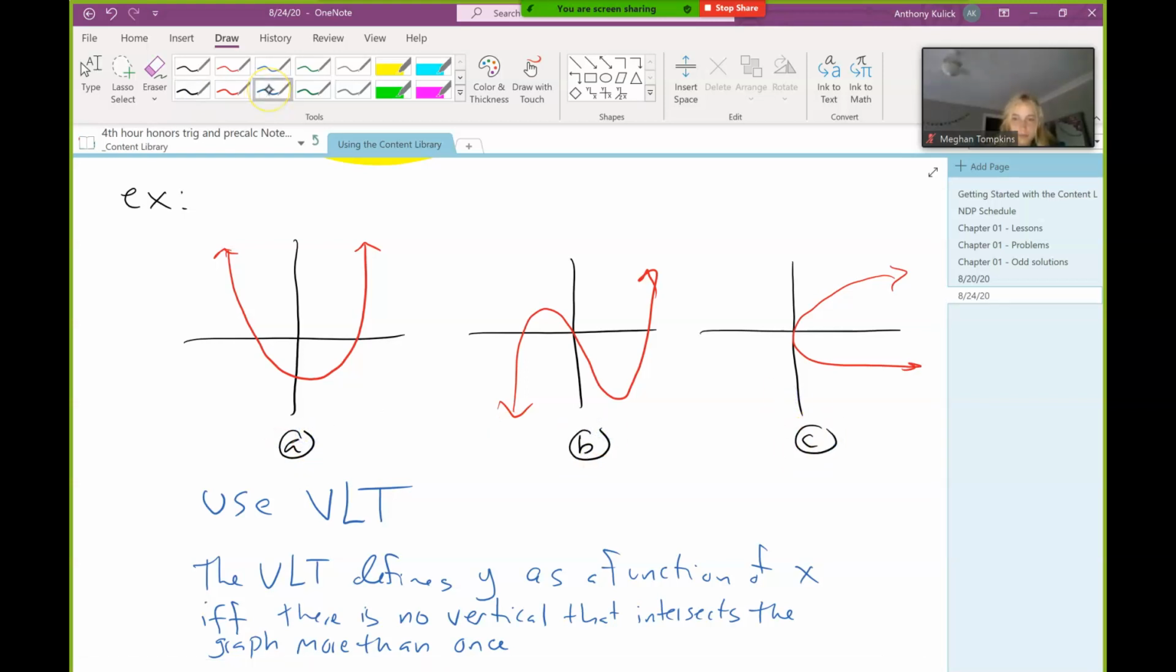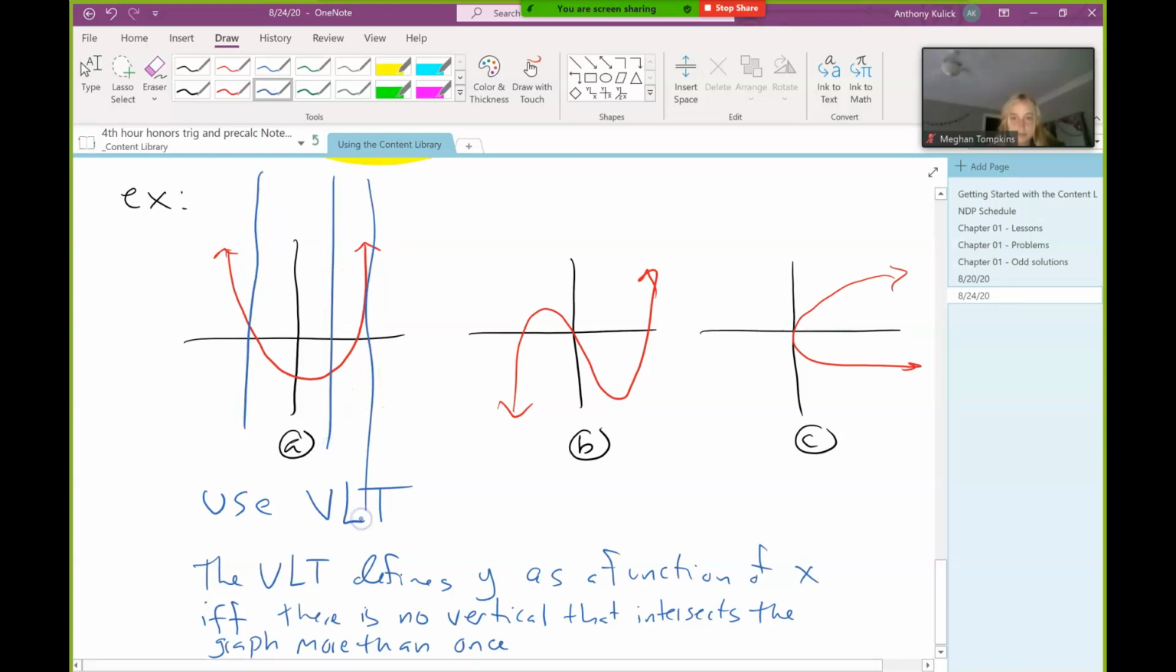So let's just letter those graphs there in this example. So graph A, is this a function? Yes, right? No matter how we draw that vertical line, it can only intersect that graph at most one time. Everybody agree with that? Okay. So that's a function. How about graph B?